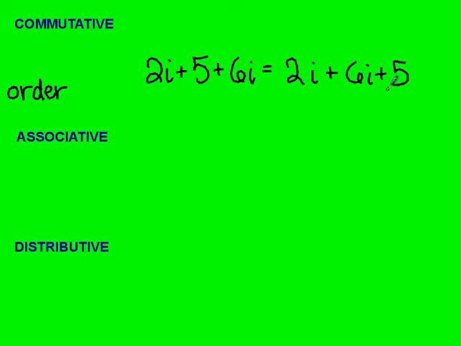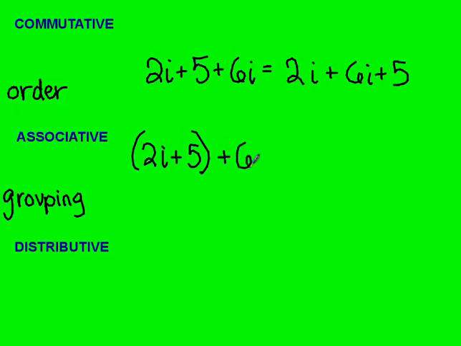The next property is the associative property. Now, the associative property deals with grouping. Doesn't matter how we group things. 1 plus 2 plus 3 is the same as 1 plus 2 plus 3. If we think about it in the realm of imaginary numbers, if I take 2i plus 5 plus 6i, that's going to be the same as if I take 2i plus 5 plus 6i. Doesn't matter how you group things together in addition or multiplication, you still get the same answer.